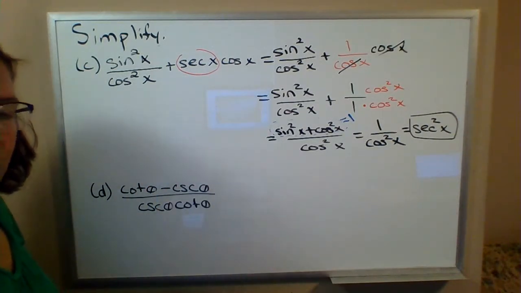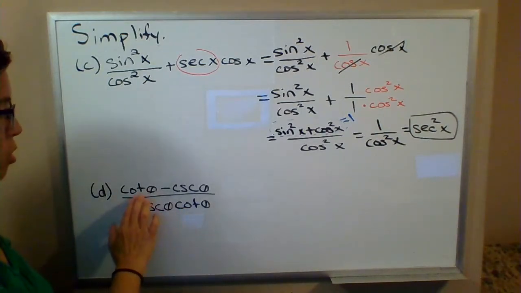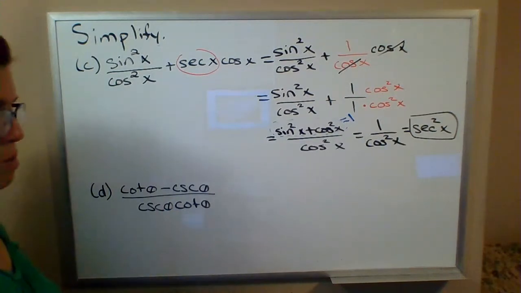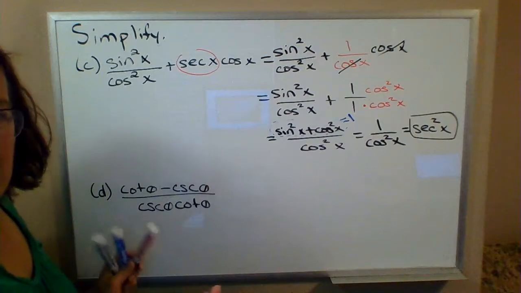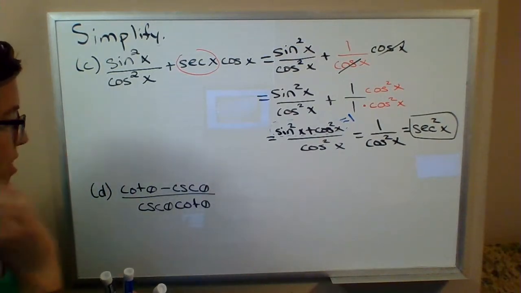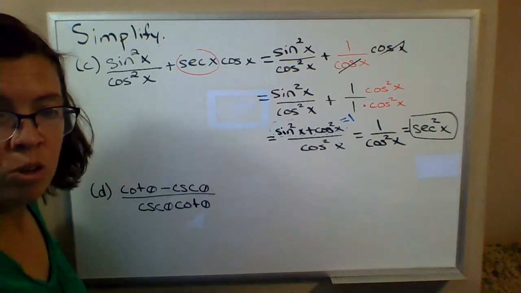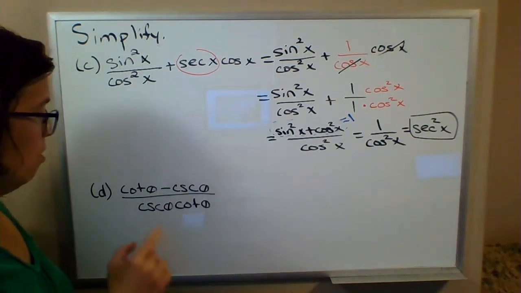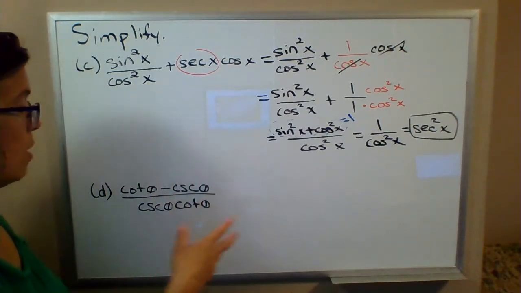Okay, and now one more example with this type of problem where we're simplifying. So we've got cotangent theta minus cosecant theta over cosecant theta times cotangent theta. So with this one, there's lots of cosecants and cotangents. There's a couple of ways you could approach this. If you're thinking, I would change it to sines and cosines, that's one way to do it. Make this like cosine theta over sine theta. This is 1 over sine, and so on.